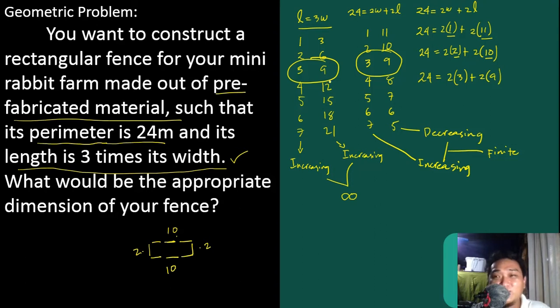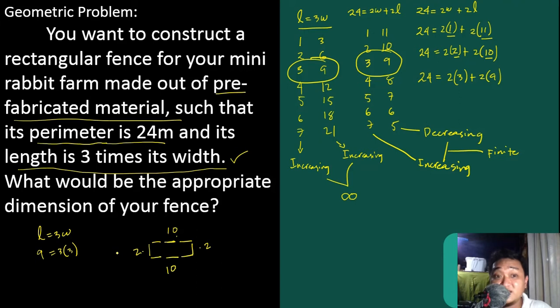Before we go to our graph, check muna natin kung tama yung solution. The length is 3 times its width. So if the width is 3, that is 3 times 3, the length is, what is 3 times 3? 3 times 3 is just 9. So therefore, it solves our first situation, 3, 9.